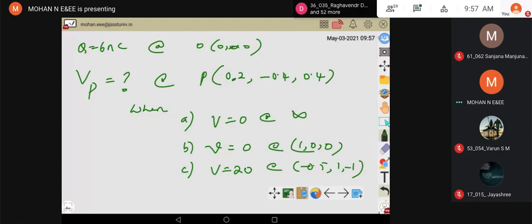Okay, I'll leave this slide for a few minutes. Just go through this problem, comprehend what is given, and comprehend what is to be found out.